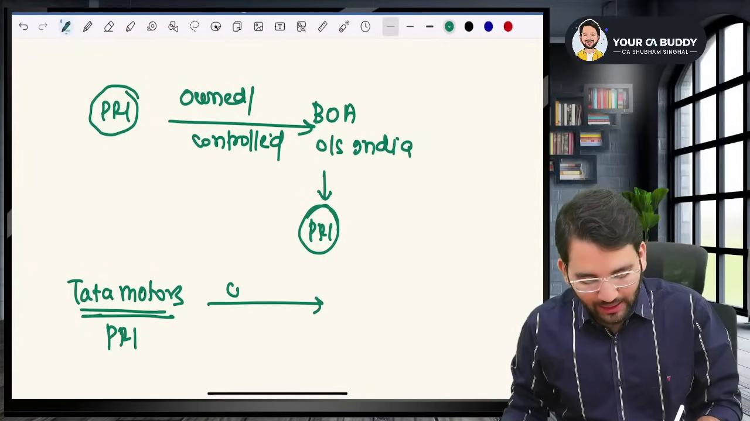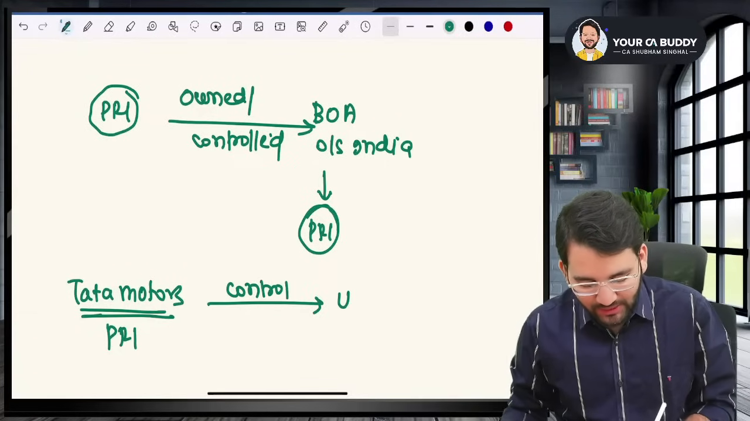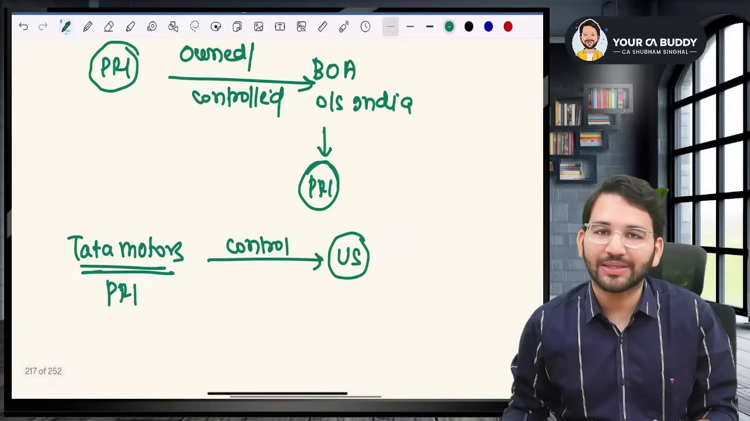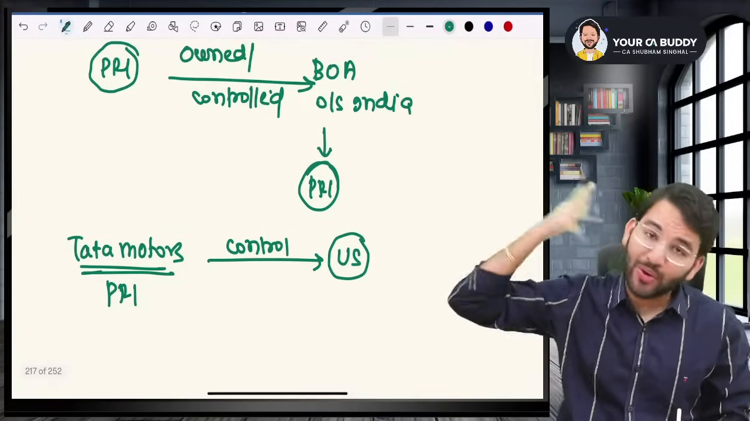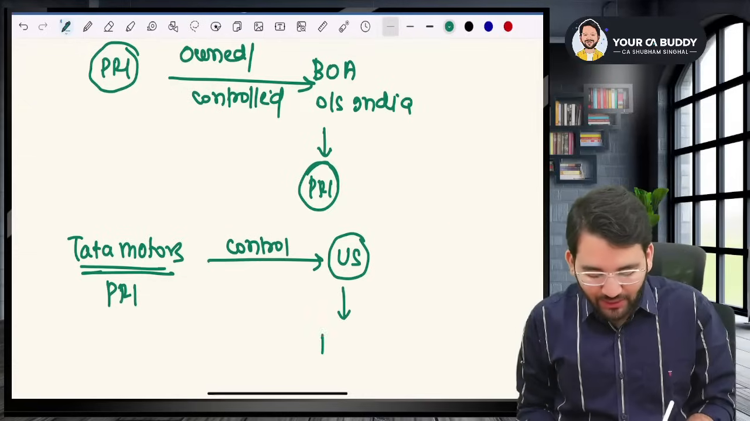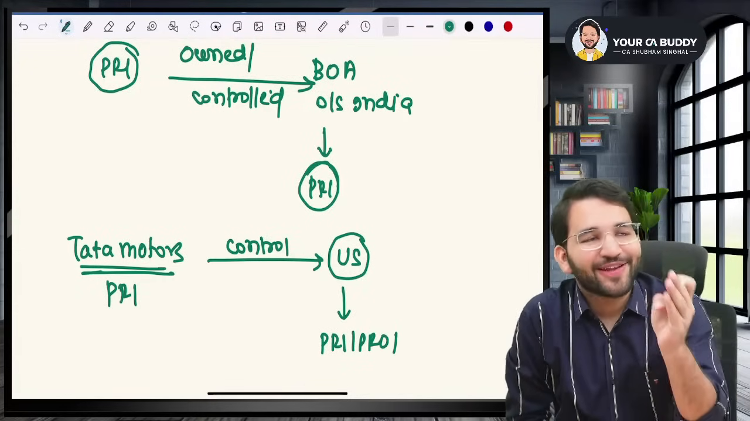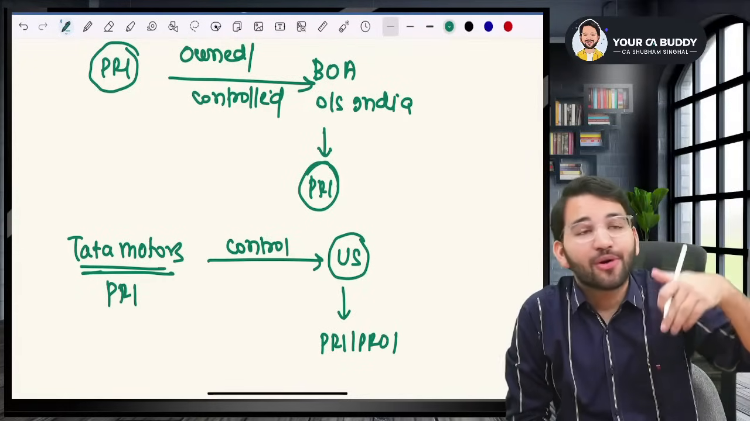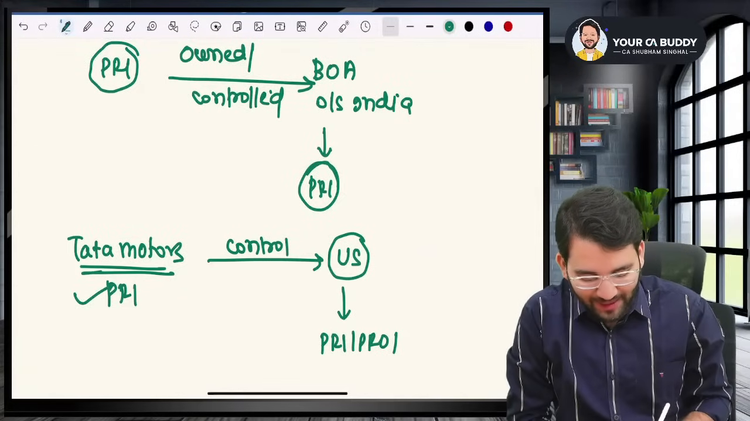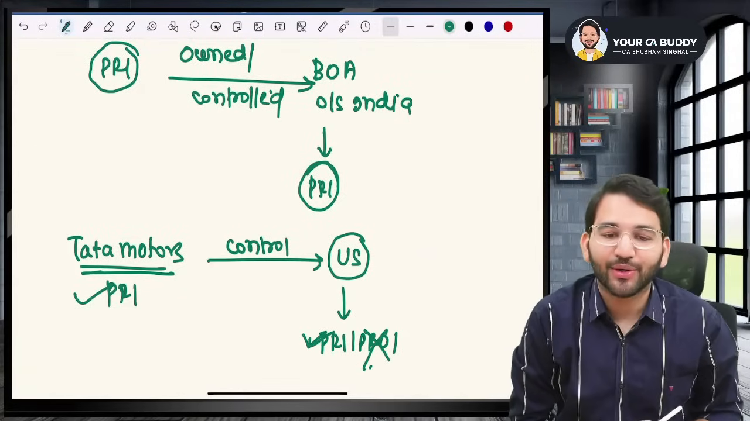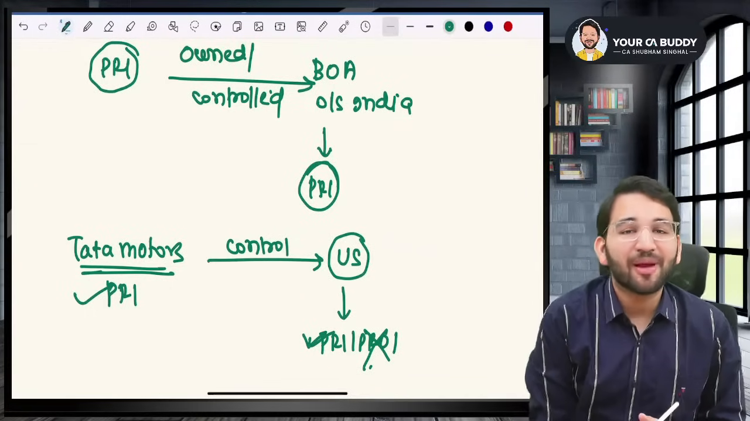Tata Motors controls a branch which is in the US. That branch is outside India, sir, in the US. Now tell me whether that US branch will be a PRI or a PROI. Sir, any branch, office or agency outside India owned or controlled by a person resident in India will be considered as a person resident in India. So it will be a PRI.